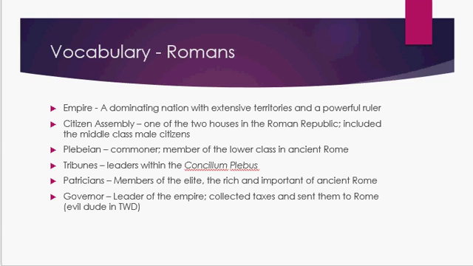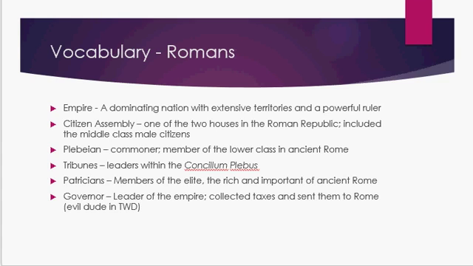Tribunes were leaders within the concilium plebis, which was the assembly of plebeians to give themselves some sort of authority. That's not the word I'm looking for. Advocacy, like they were kind of working for themselves to make themselves have a voice in their society. Patricians were the members of the elite, the rich and the important of ancient Rome.